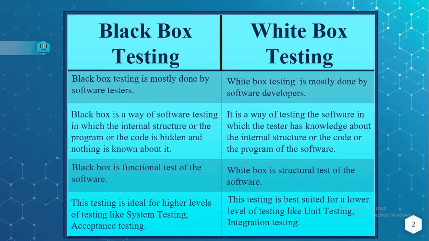Next, black box testing is a functional test of the software. It tests the functionality of the software, whereas white box testing is a structural test of the software. So, it comes to the structural part of the program. Next, black box testing is ideal for higher levels of testing like system testing and acceptance testing, whereas white box testing is best suited for lower levels of testing such as unit testing, integration testing and many more.